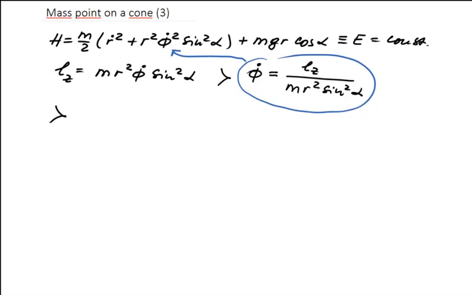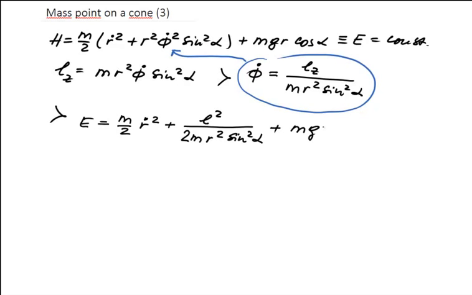This tells us that the Hamilton function, which is a constant, the total energy E, which is conserved, is equal to m half r dot squared. And then for the second term, we express phi dot in terms of L, and this becomes L squared over 2 m r squared sine squared alpha. And then we have the potential energy, which is unchanged, m g r times cosine of alpha.